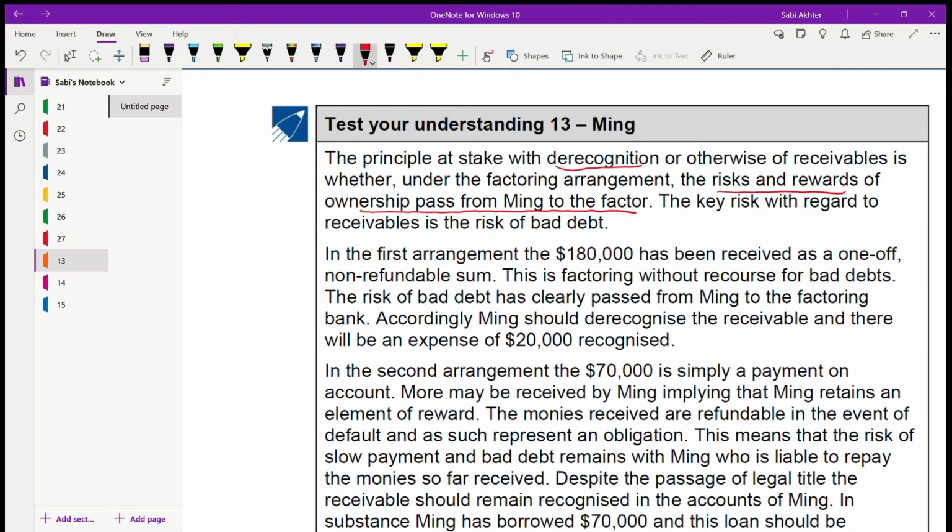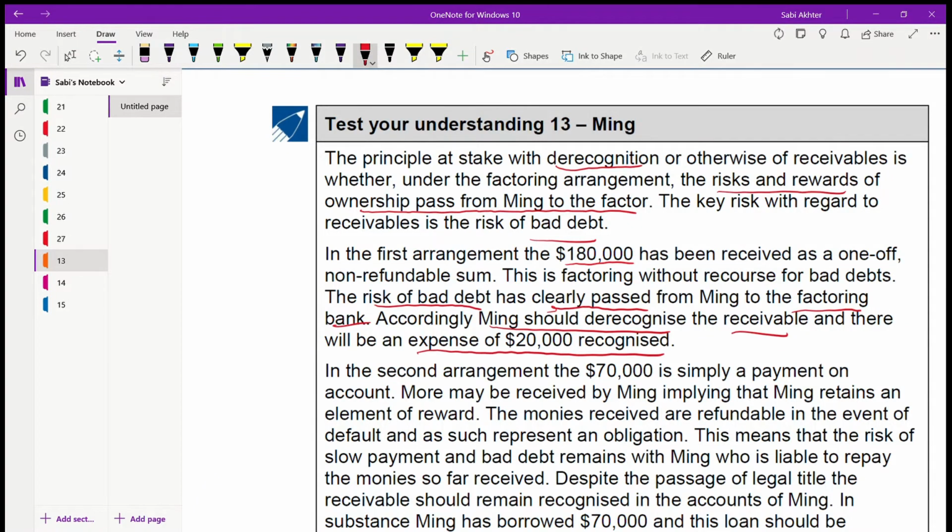So the key risk with regard to receivable is the risk of bad debt, isn't it? That they will not pay. Your customers might not pay. This is a risk of bad debt. In the first arrangement, the 180,000 has been received as a one-off non-refundable sum. This is factoring without recourse for bad debts. So in this case, because you don't have to refund it to the bank, that means the factor, the risk of bad debt has passed from Ming to the factoring bank. That means Ming should derecognize that receivable, and there will be an expense of 20,000 recognized.